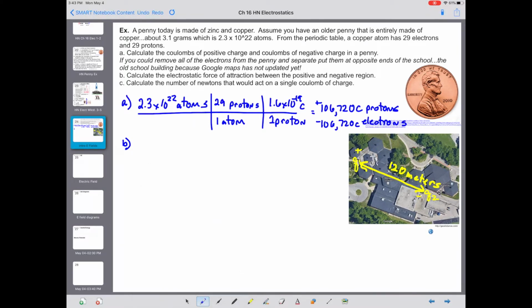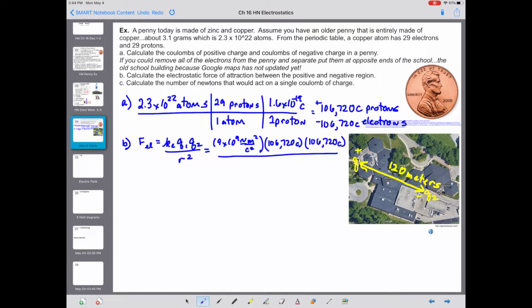So then plugging into Coulomb's law, k Q1 Q2 over r squared, k is 9 times 10 to the 9th newton meter squared per coulomb squared. Each of your charges is 106,720 coulombs. And then your distance from one charge to the other charge is that 120 meters. So plugging those numbers in, we get 7.12 times 10 to the 15th newtons. They are opposite charges, so they will attract each other.